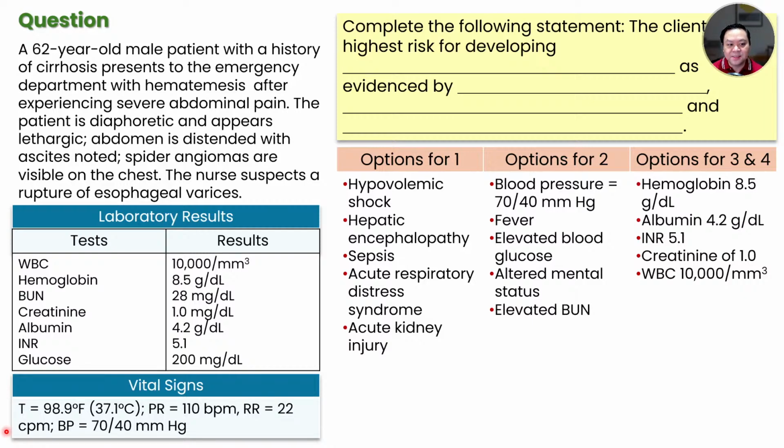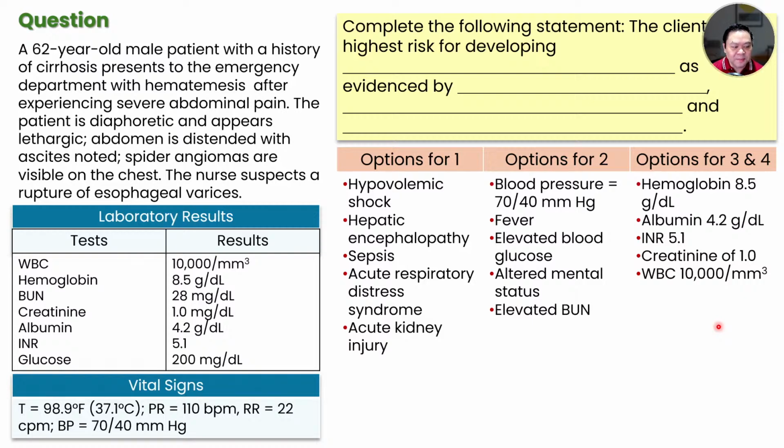Now, your task this time is to complete the following statement. The client is at risk for developing blank as evidenced by blank and blank and blank. So we got the three columns here. For the first blank, you're going to select from this column, and for the second blank, this is the column that you will be selecting for option 2, and for the third and fourth blanks, you're going to select from the third column. Again, the client is at risk for developing blank as evidenced by blank, blank, and blank.